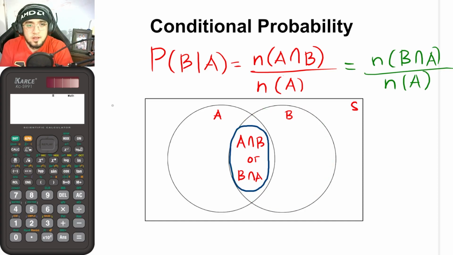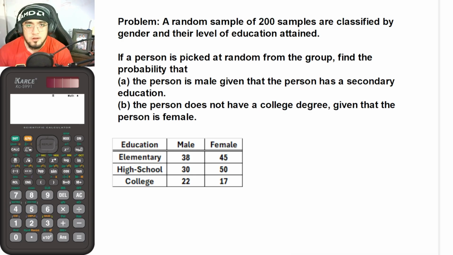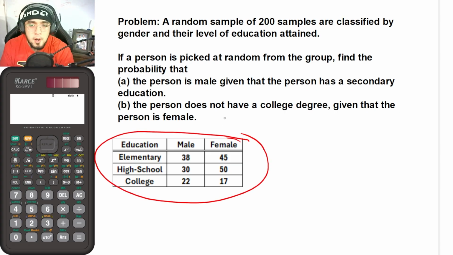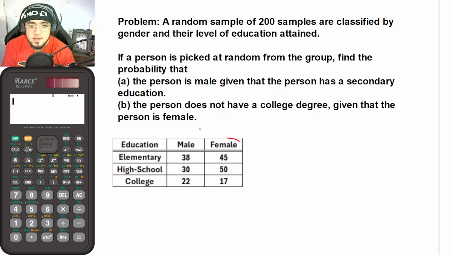Okay, so let us just have an example here. In our problem, a random sample of 200 samples are classified by gender and their level of education attained. If a person is picked at random from the group, find the probability that the person is male given that the person has a secondary education, and B, the person does not have a college degree given that the person is female.